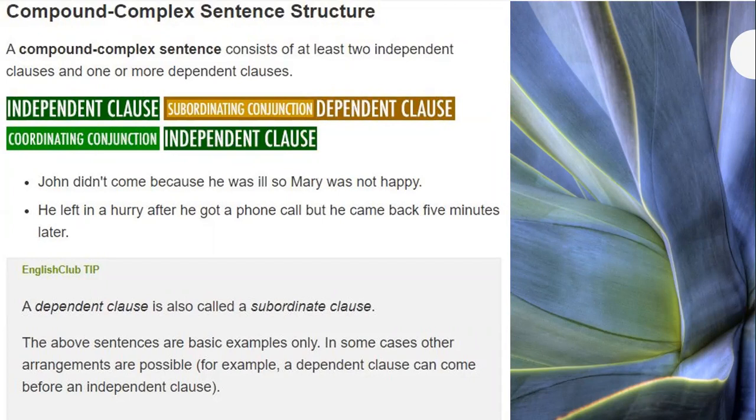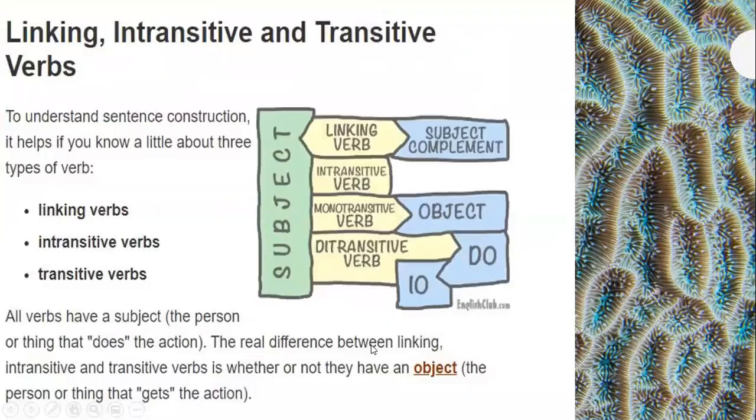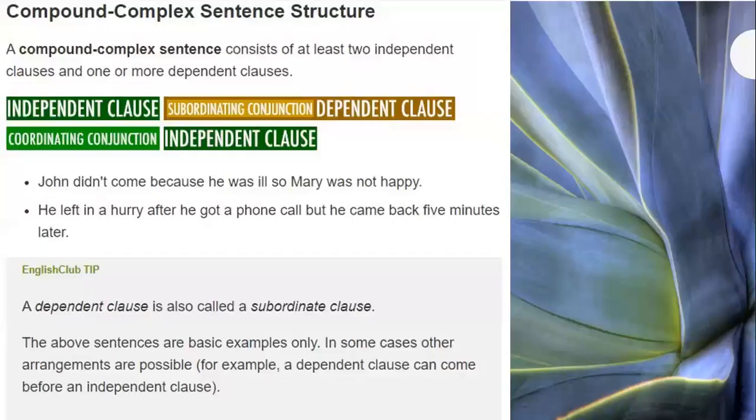So complex sentence structure is adding more, right? So John didn't come because he was so ill, so Mary was not happy. He left in a hurry after he got a phone call. This is where I put a comma in, but he came back five minutes later. So you can have more added to your sentence. Okay, so that's the basic part of the structure of sentences, right?